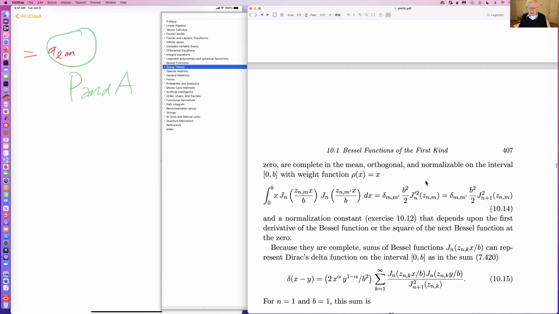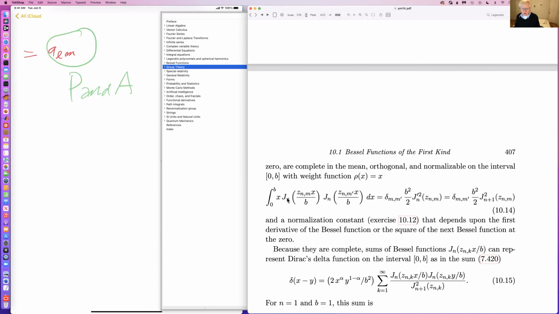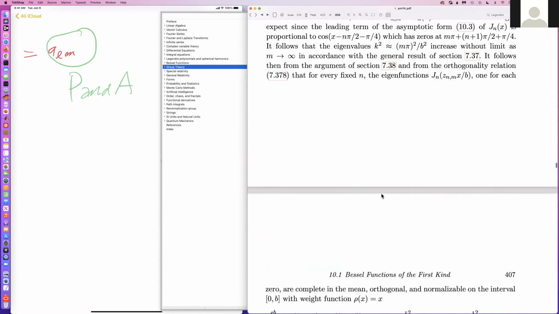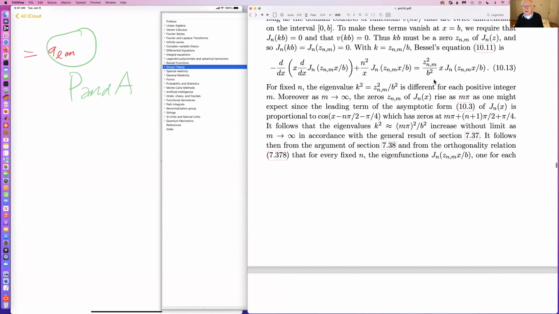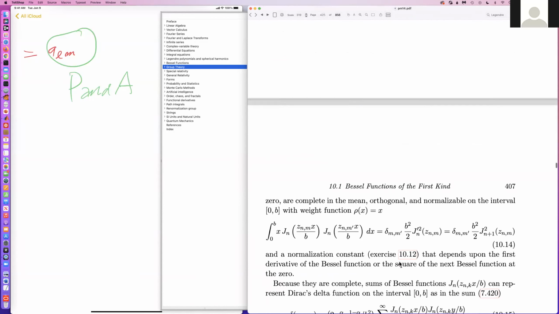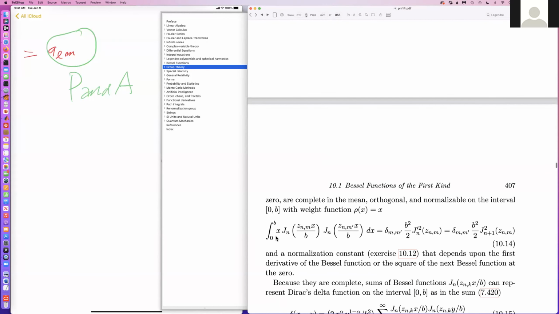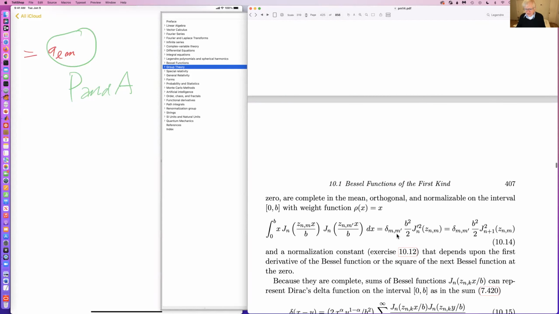So then the orthonormality relation for the J's is that for different eigenvalues, remember the eigenvalues are Z over B, let's see, Z squared over B squared is the eigenvalue. And x there is the weight function. So we have there delta m, m prime, and then times effectively a normalization factor.